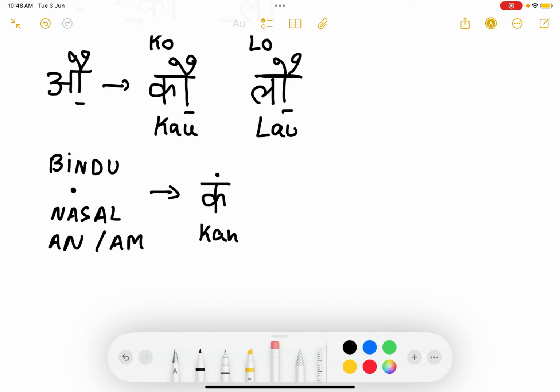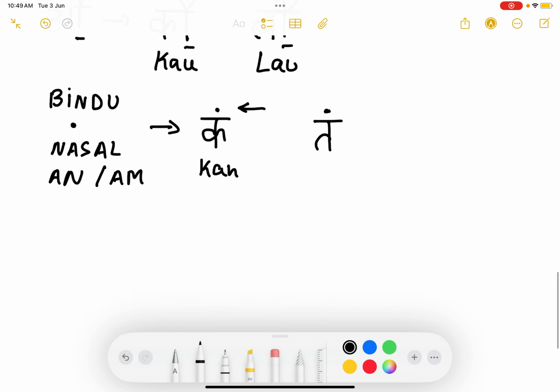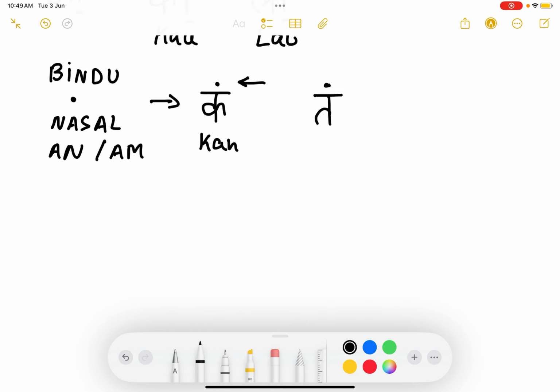And in certain words this bindu can also represent an m sound, a partial m sound, then it sounds like kam. Mostly this bindu matra is nasal, it's more towards the n. Let's try another example. The bindu on top of ta, tan, like this. You draw and write the bindu matra and pronounce it.